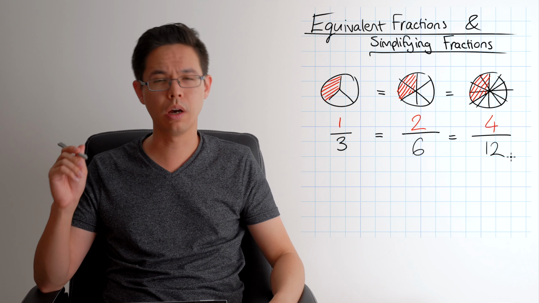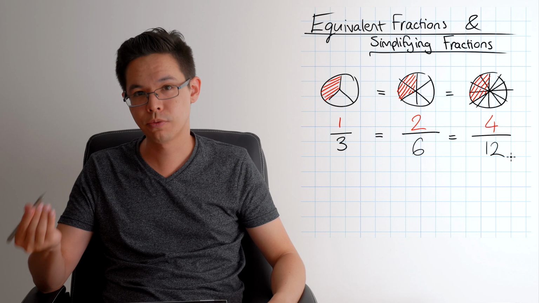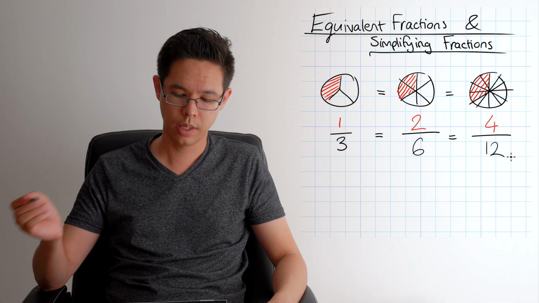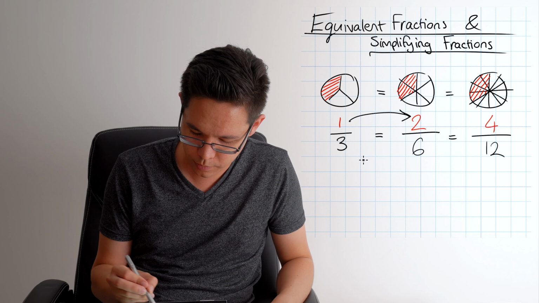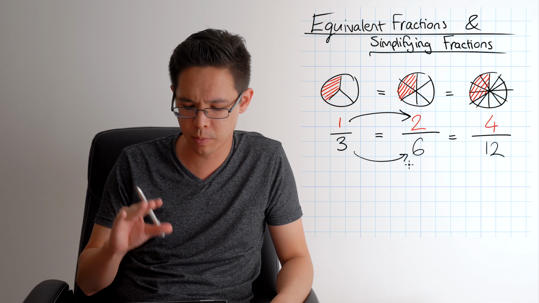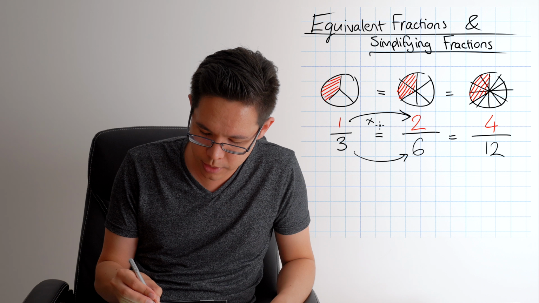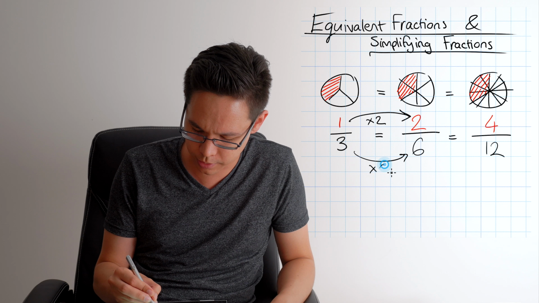So what's going on here? Well, these are all equivalent fractions, and you can see that they are related to one another. If I go from here to here, I'm basically scaling the top and bottom by the same factor. To go from 1 to 2, I'm doubling it. To go from 3 to 6, I'm also doubling it.